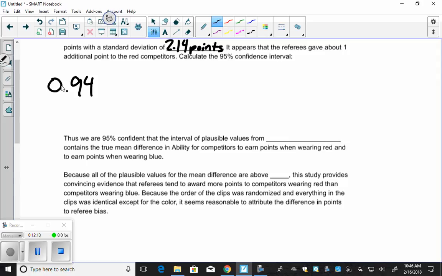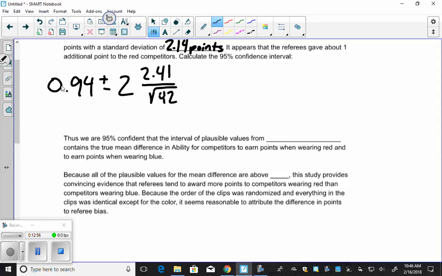Okay. So using the formula, you're going to have the point estimate, which is also the same as the mean. What was our mean? 0.94. And the standard deviation was 2.14 points. So 0.94 plus or minus. Because I have plus or minus, how many answers am I going to have? Two. The standard deviation, divided by, what goes on top? The square root of what goes on the bottom? Remember, n represents how much? 42. n is the number of observations, so they had 42 referees, so n is 42.